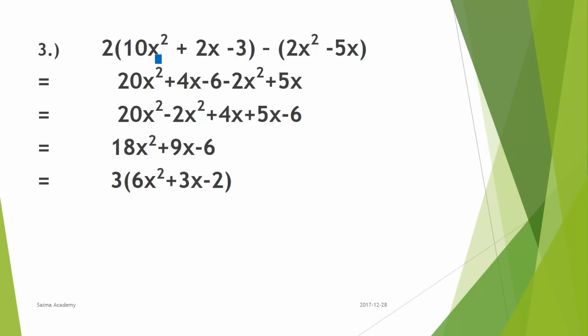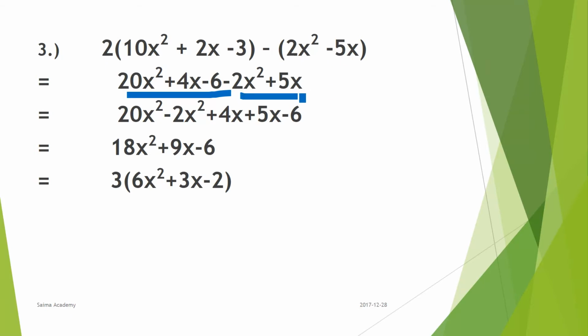One more question. Here same thing, two parentheses. First we have to multiply with 2, so it will be 20x square plus 4x, 2 times 3 is 6, minus 6. This is the first parenthesis. Now we have to multiply this parenthesis with the negative sign, and I told you if we multiply with the negative sign, all the signs inside the parenthesis will change. So it is plus 2x square, it will be minus 2x square, this is minus, it will be plus 5x.